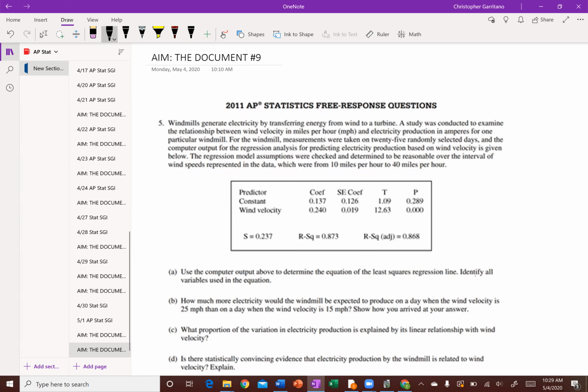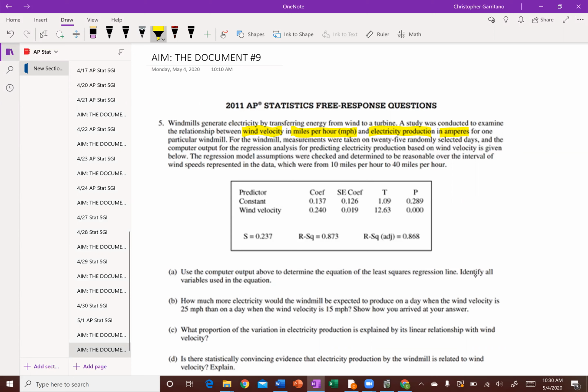This problem deals with a computer printout of some statistics based on a study, and we're interested in analyzing how these two quantitative variables are related. So this is a linear regression problem. We have two quantitative variables: wind velocity in miles per hour and electricity production in amperes for one particular windmill.